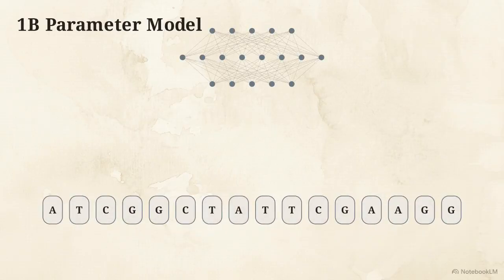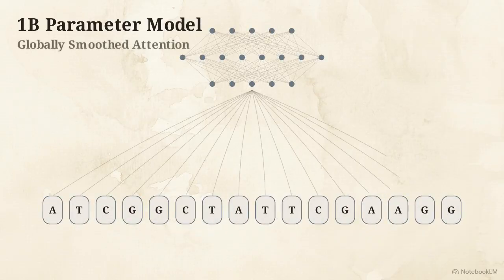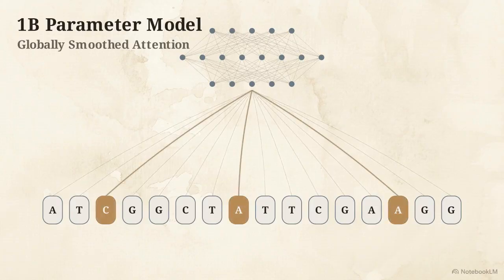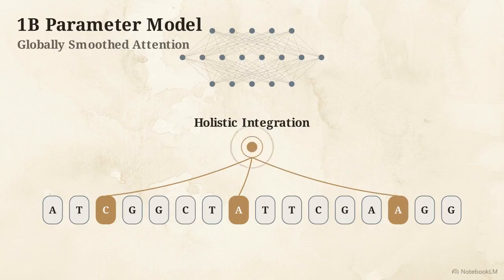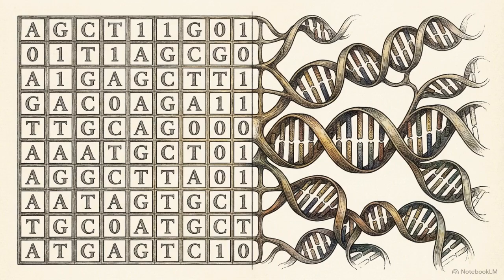This shift occurs because the 1 billion parameter model possesses a globally smoothed attention mechanism. Instead of relying on rigid, pre-assembled chunks, the larger architecture is capable of viewing the entire sequence holistically to integrate high-resolution details. GenART demonstrates that to decode the instruction manual of life, the shape of the algorithm must adapt to the function of biology.